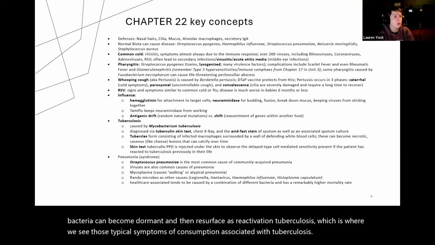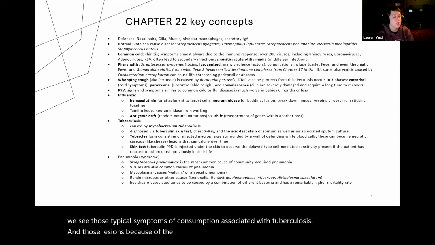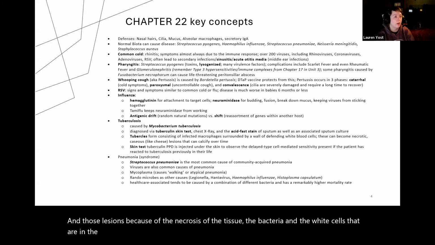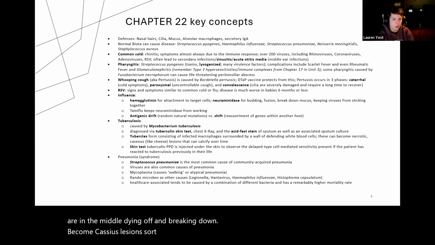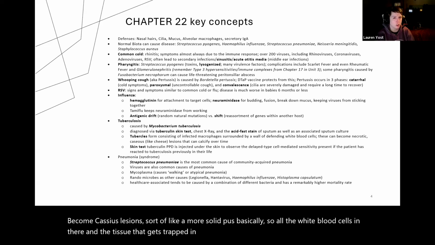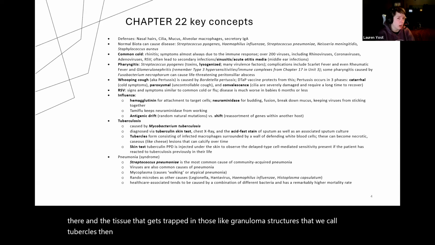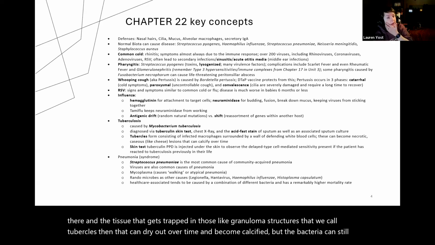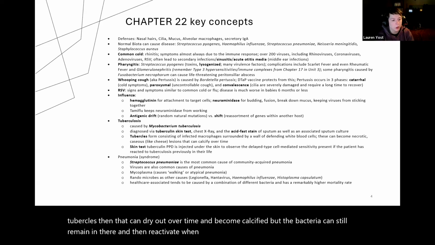Those lesions, because of the necrosis of the tissue, the bacteria, and the white cells in the middle dying off and breaking down, become caseous lesions, sort of like a more solid pus, basically. So all the white blood cells in the tissue get trapped in those granuloma structures that we call tubercles. Then that can dry out over time and become calcified, but the bacteria can still remain in there and then reactivate when the immune system becomes weaker.